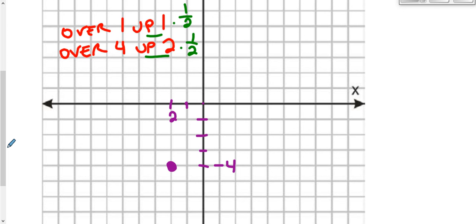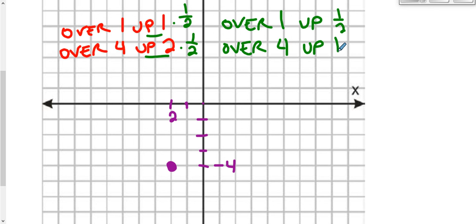So let's go ahead and rewrite our pattern and multiply those outputs. So we're still going to go over 1, but this time we're going to go up 1 times 1/2, which is up 1/2. And then over here we'll still go over 4, but we'll go up 2 times 1/2, which is just 1. So from my starting point, we'll go over 1 and up 1/2. And then again, from my starting point, we'll go over 1, 2, 3, 4, up 1. And now it's just like the curve I had before, but it's a little squishier. It's a little shorter. There we go.